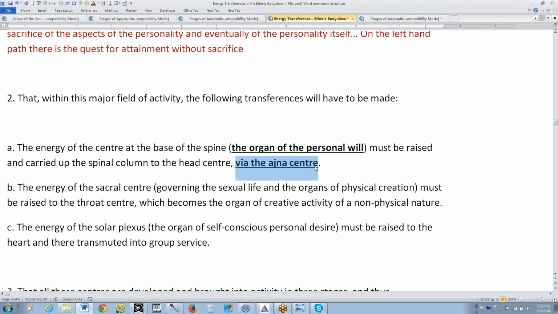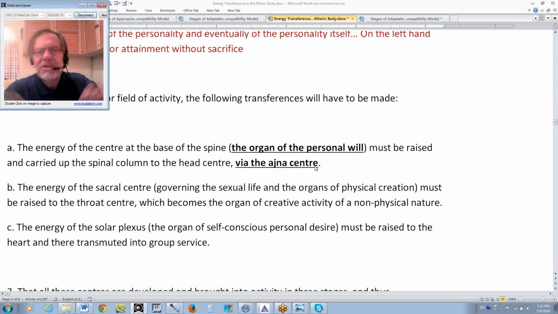As a matter of fact, a lot of that lifting process, whereby that lower energy is brought upward, is controlled from the ajna center. And so it either comes to the ajna center or is controlled from it before it reaches the highest head center. The energy of the sacral center governing the sexual life and the organs of physical creation must be raised to the throat center, which becomes the organ of creative activity of a non-physical nature.